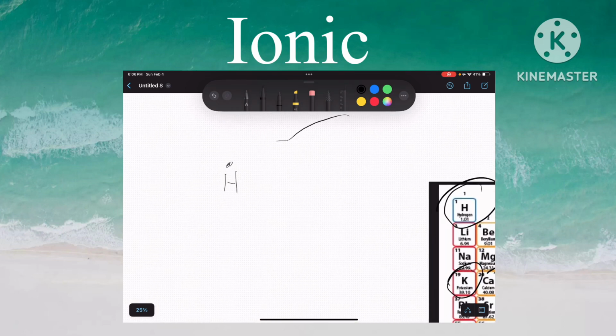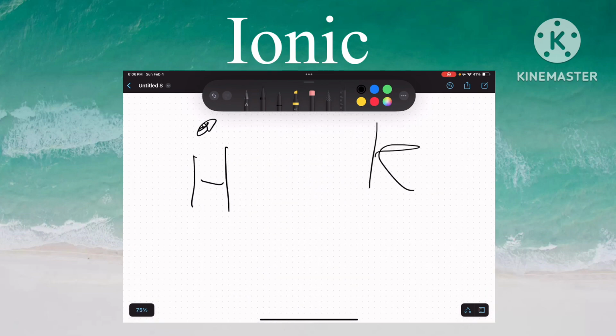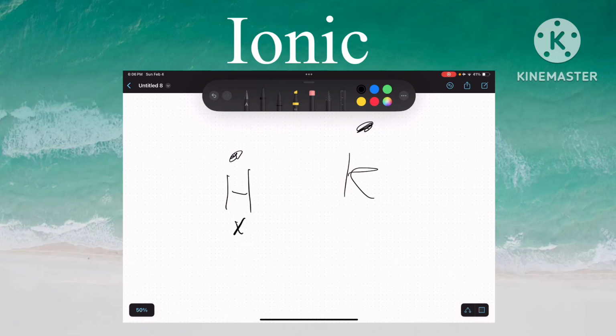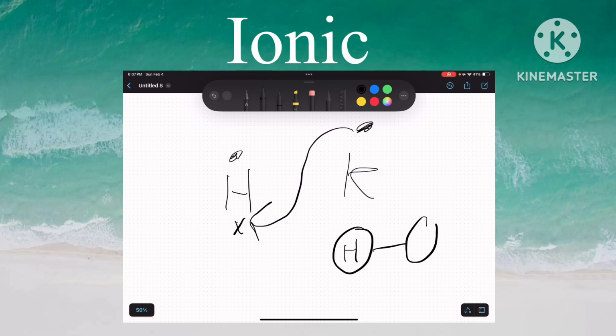H, that's what H looks like because it has 1 on its last level. And K has 1 on its last level. Now, H wants another one. I'm just going to draw the X right here. So K just gives it over, and that's how it would look. And then for the bond, you would draw H and K. And that's what it looks like.